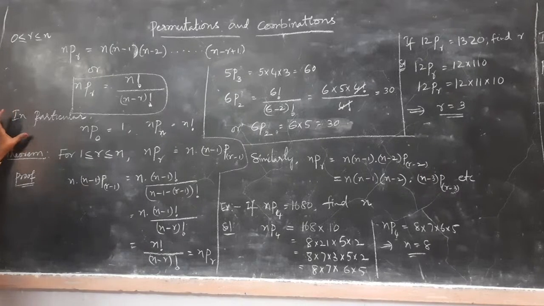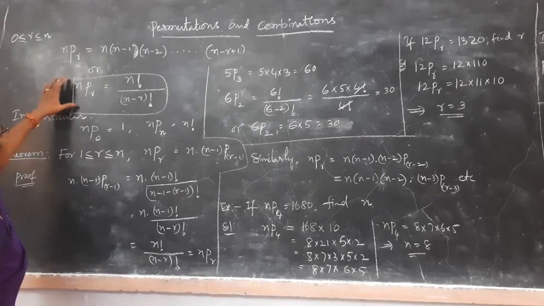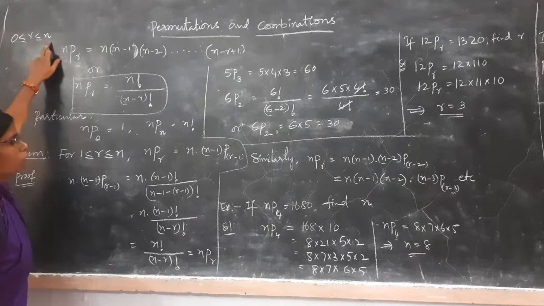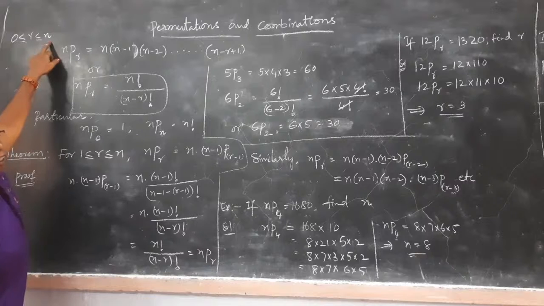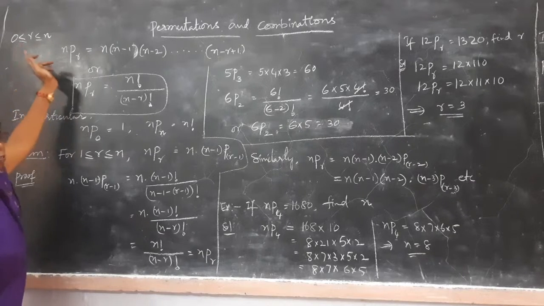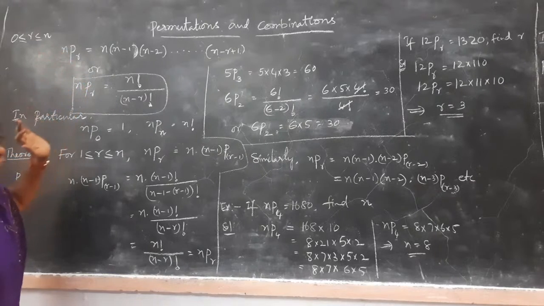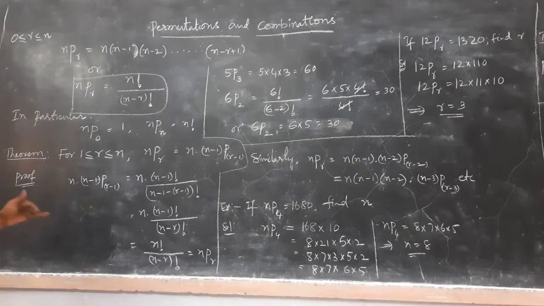So in all these situations our r is less than or equal to n, because given number of things n is always greater than or equal to r. So the number of ways of n dissimilar things taken r at a time. So n వస్తువుల నుంచి r వస్తువులు తీసుకోవాలి. That means r should be less than or equal to n. That always you have to remember.